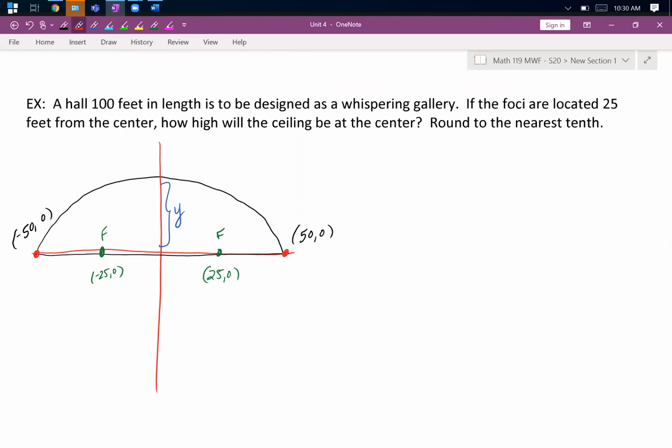Well, I know that it has to be long in the horizontal direction. And why do I know that? Because of the foci. The foci are on the major axis. The major axis is going across. So I know my big number is going to be under the x. And we put the center at the origin. So I know I have just x squared and y squared on top. What all do we know?